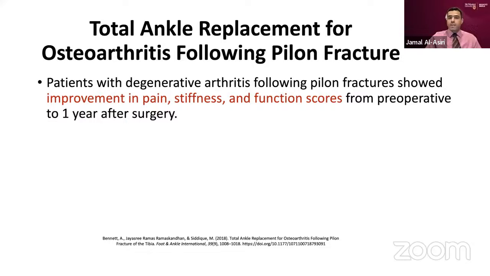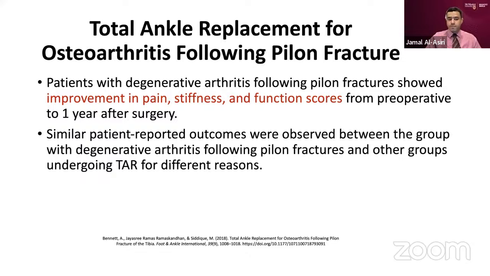What about total ankle replacement for osteoarthritis following Pilon fracture? So this is a patient that had the fixation, healed, and now has post-traumatic arthritis. Patients with degenerative arthritis following a Pilon fracture showed improvement in pain, stiffness, and functional scores from preoperative to 1 year after surgery by doing the total ankle replacement.